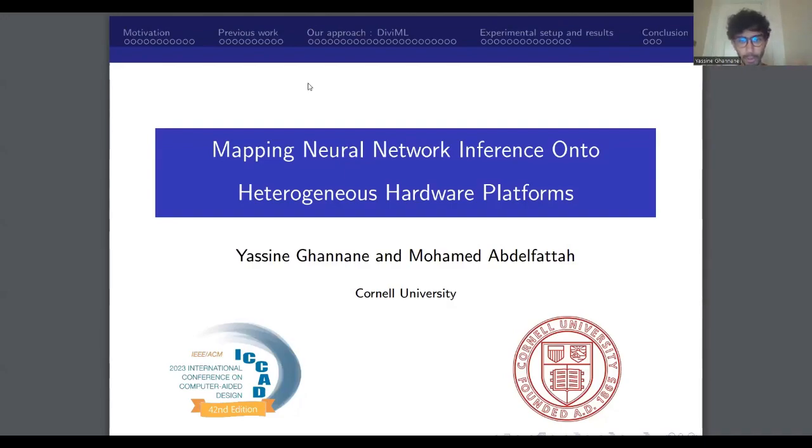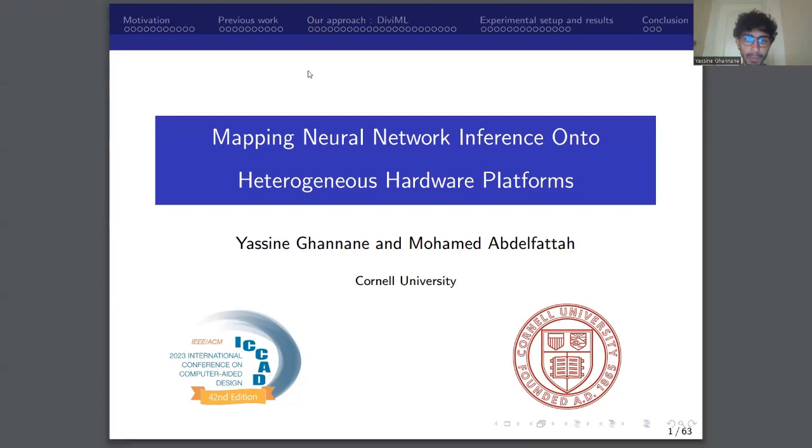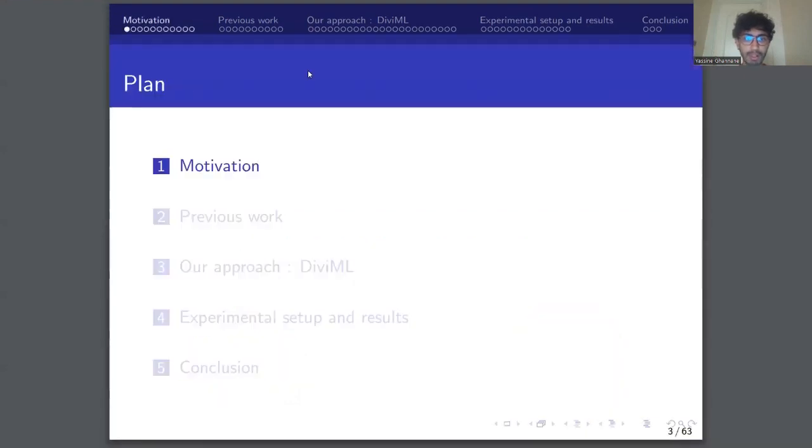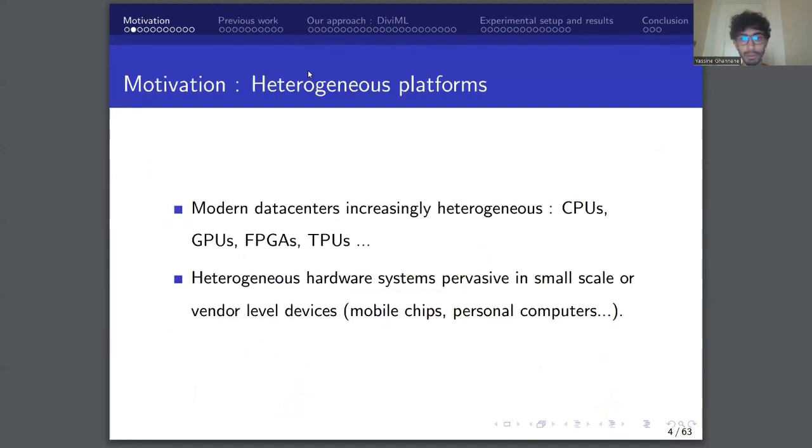I am going to present a joint work done with Professor Mohammed Al-Fattah on mapping neural network inference to heterogeneous hardware platforms. So first, I'd like to start by giving a quick motivation on the setting where our work is situated. Modern data centers are becoming more and more heterogeneous, including different components, so there'll be CPUs, GPUs, and different kinds of ASICs, and not only on the large scale of data centers, but also on the more personal scale of mobile chips and computers, we see an advent in usage of different heterogeneous chips.